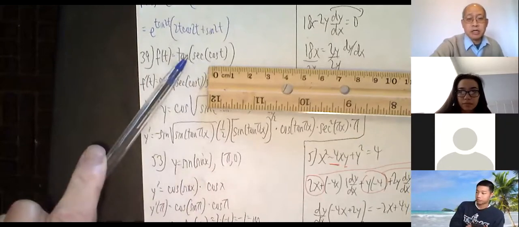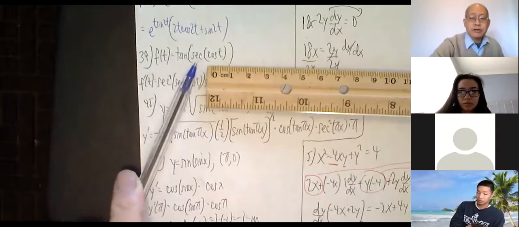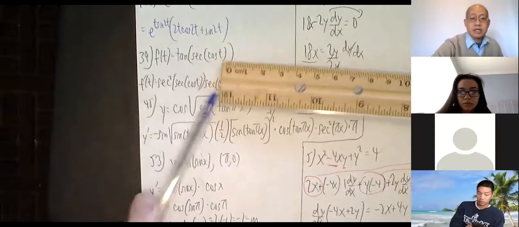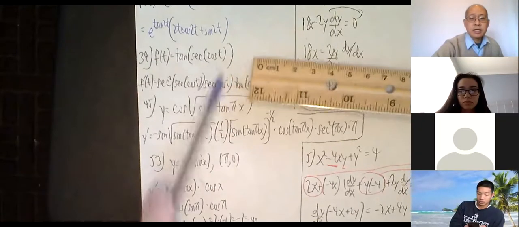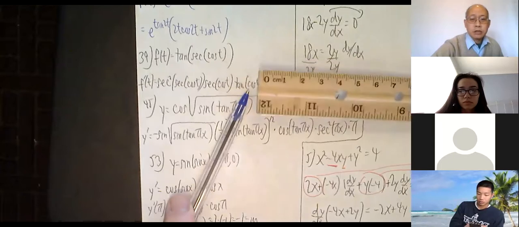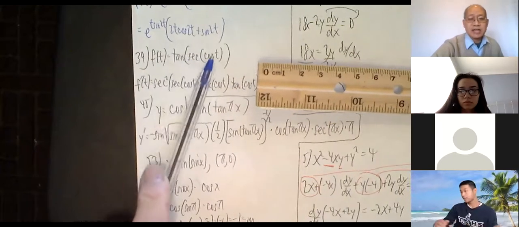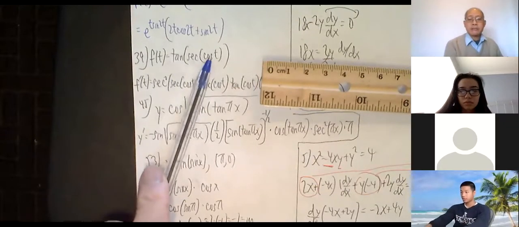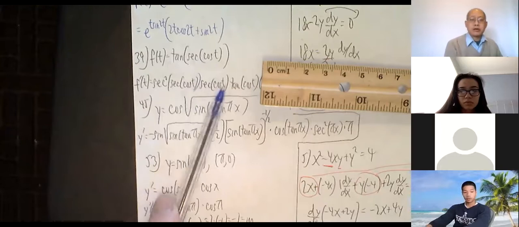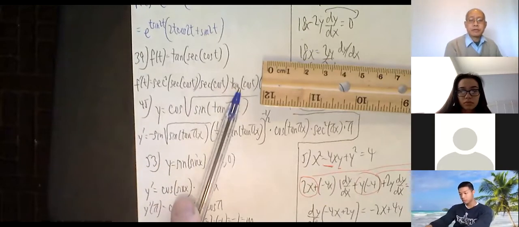So this is a composition of functions in itself. Okay, so what's the derivative of secant? It's secant tangent. So you put secant cosine t, tangent cosine t. Okay? If it said secant x, you would go secant x, tangent x. If it's secant cosine t, you go secant cosine t, tangent cosine t. You don't touch the inside yet.